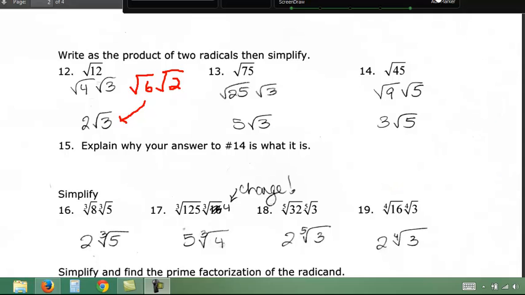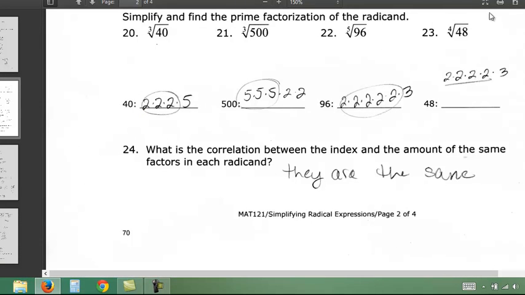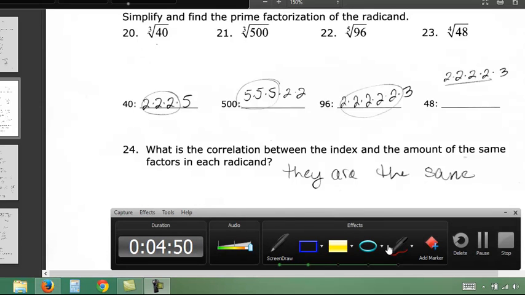Now for the rest, I'm asking you to write the prime factorization of the product. So go ahead and do that if you haven't already. So here is number 20 through 23. And if you notice, if you broke down 40, you had 3 2's, and then it became 2 cube root of 5.